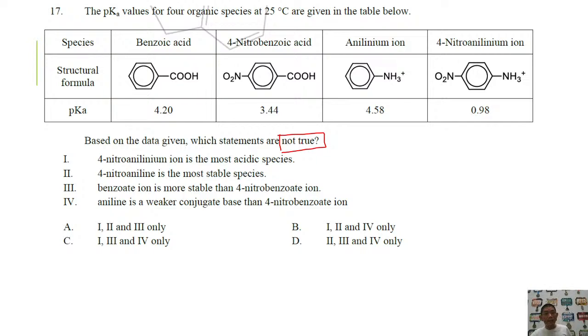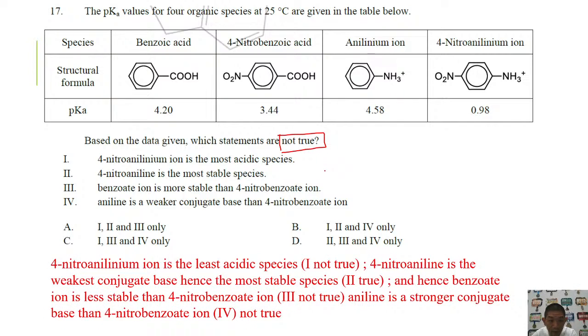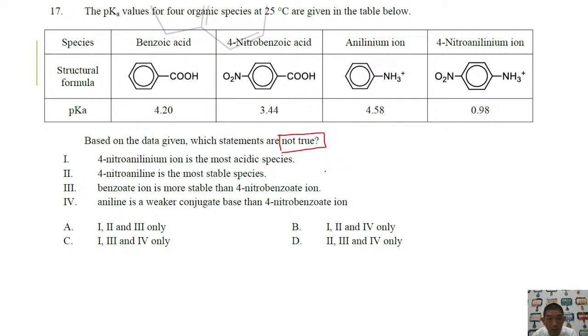Number 1, 4-nitroanilinium is the most acidic species. The most acidic species will refer to the lowest pKa value. Most acidic means the lowest pKa. Is it the lowest pKa in here? So the 4-nitroanilinium ion is this one. So it is the most acidic. This is correct because it has a 0.98.